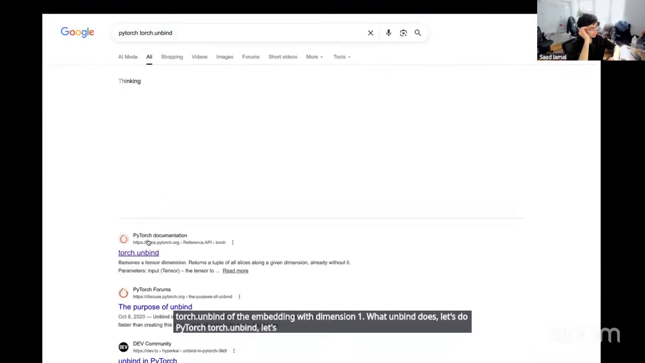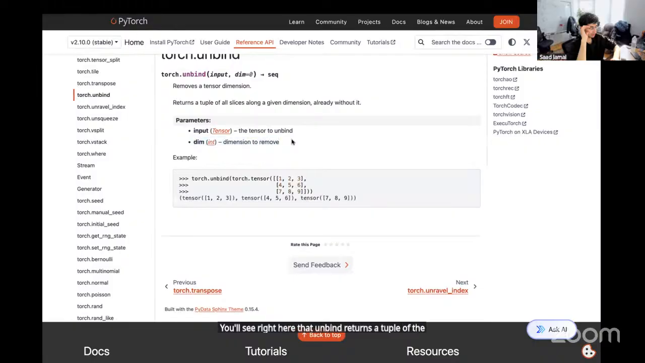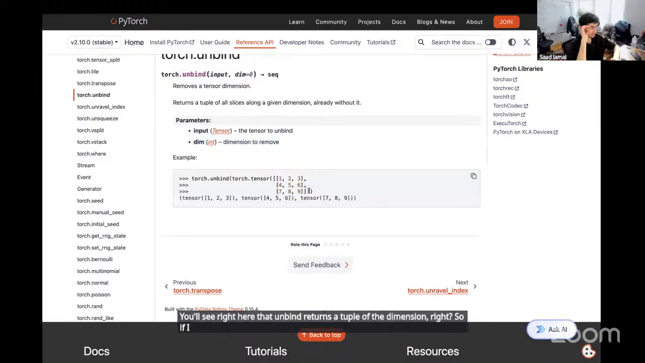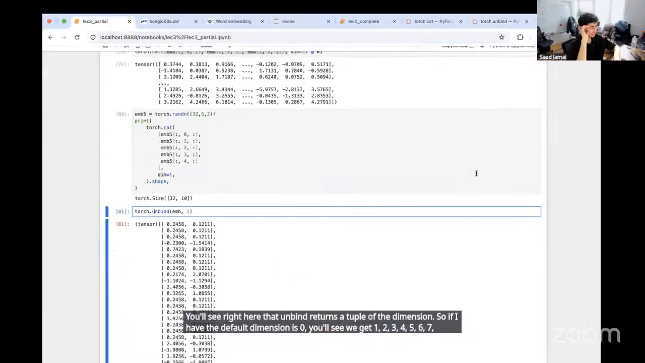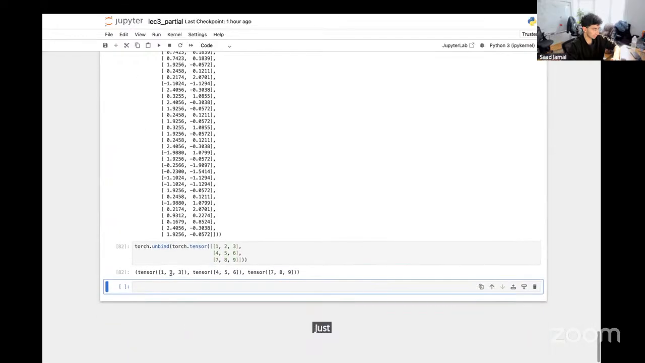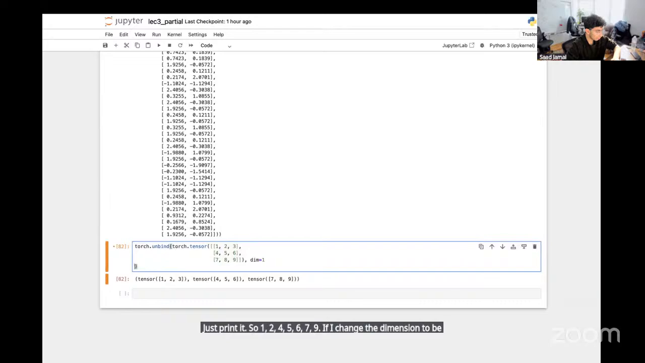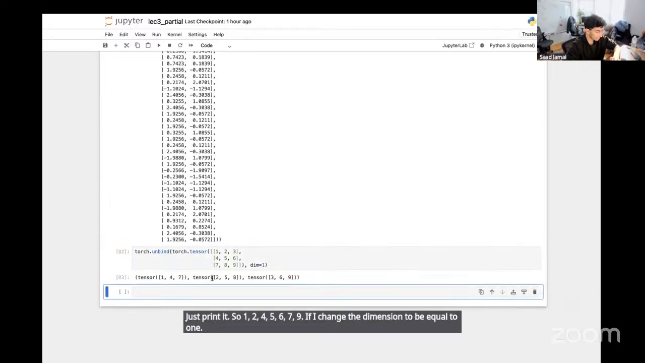What does unbind do? Let's go to the docs. You'll see right here that unbind returns a tuple of the dimension. With the default dimension 0, we get 1, 2, 3, 4, 5, 6, 7, 8, 9. Let's take this example and print it. If I change the dimension to 1, you'll now see 147, 258, 369. So now we're getting columns instead of rows, and we get a tuple of these tensors.